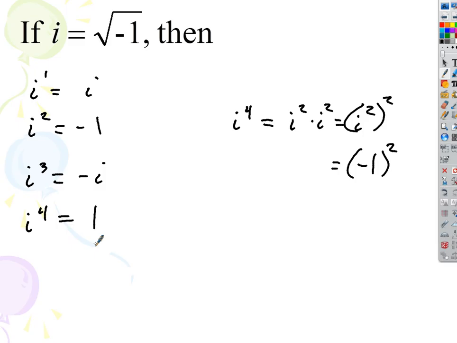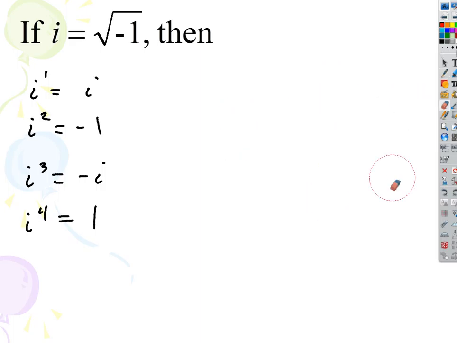Now it gets really easy, because if I do i to the 5th, isn't that going to be the same thing as i to the 4th times i? And what's i to the 4th? 1, right? Does that make sense? So from this point on, we're just going to follow this pattern. The next 4 are really easy.